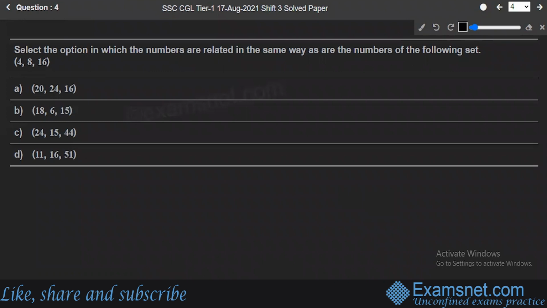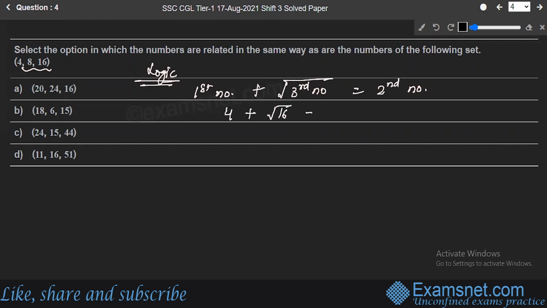First one is, of course, our question: 4, 8 and 16. The logic which seems to be followed over here is first number plus square root of third number gives you the second number. That is, the first number is 4 plus square root of 16. This gives you 4 plus 4, that is equal to 8, which is your second number. Correct. Let's pick up option A to check whether it is following our logic or not.